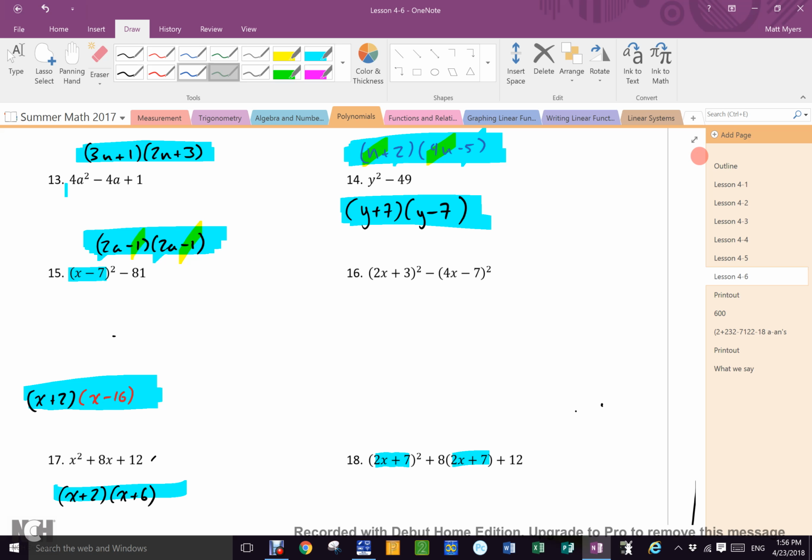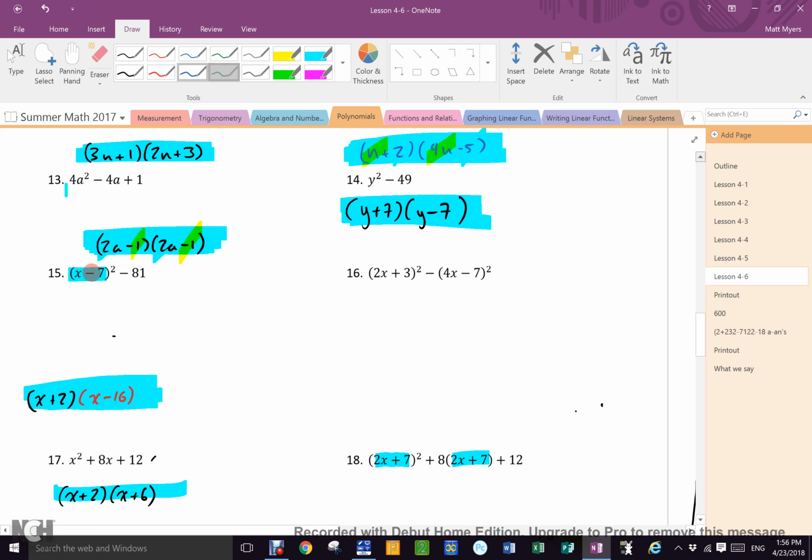15 is a little tricky too. I wouldn't be surprised if somebody needed to ask me about 15. Does anybody? Nobody needs to ask me about 15? No one? Okay.